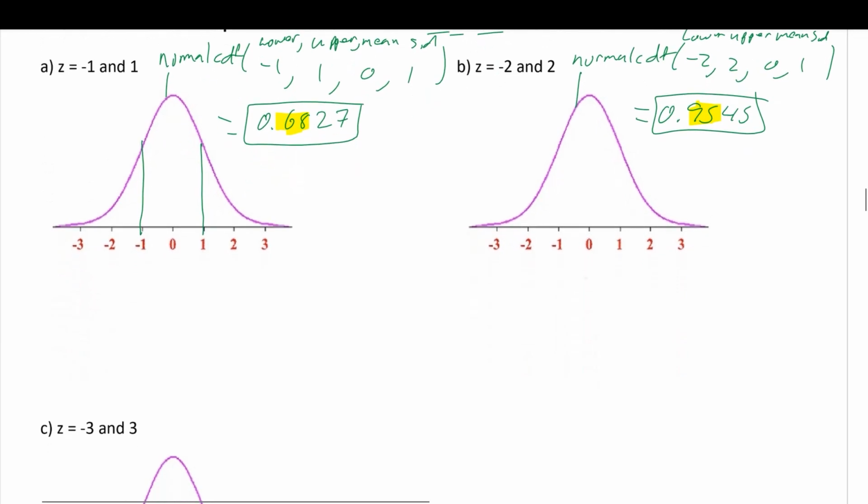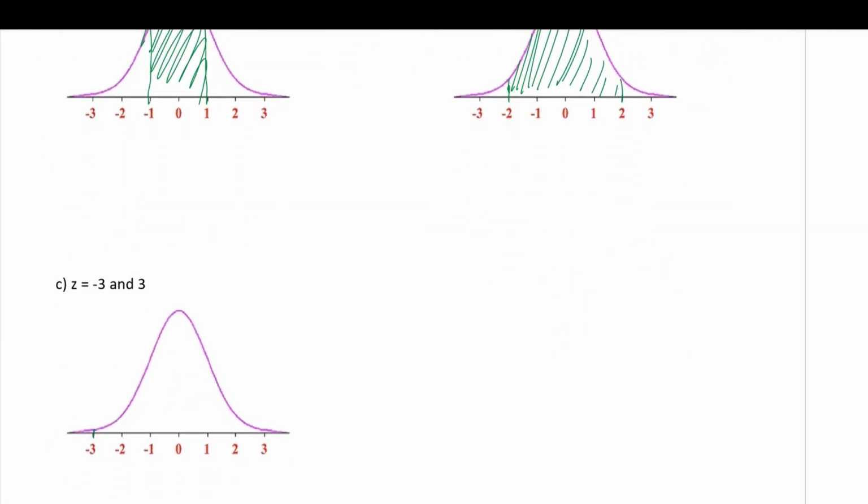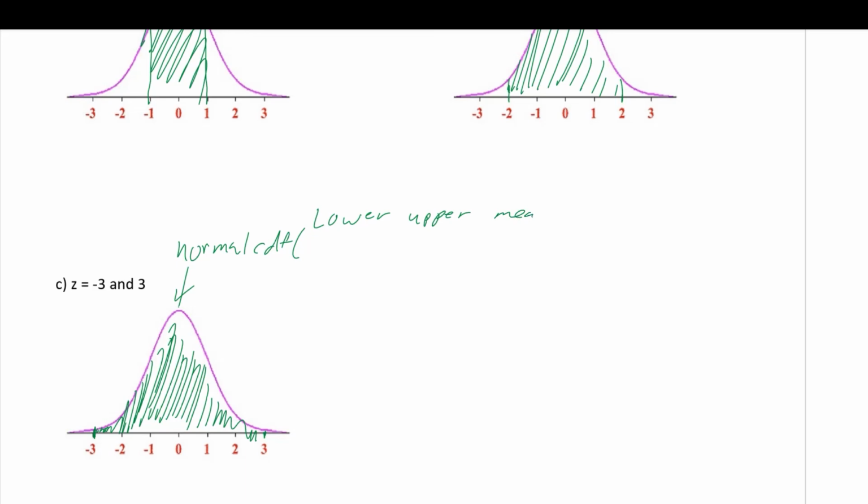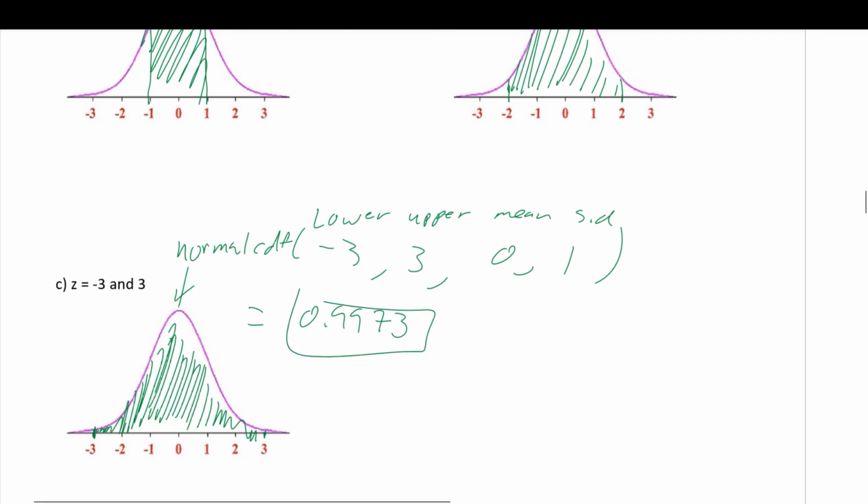And then finally, within 3 standard deviations, it looks like it's almost all the shaded region. There's just a little bit of empty space in those tails there. And the area here would be normal CDF, lower, upper, mean, standard deviation. Again, -3 up to 3. Mean is 0. Standard deviation is 1. And if we run this through your calculator, we get 0.9973. Okay. This is that 99.7 rule, right? When rounded.